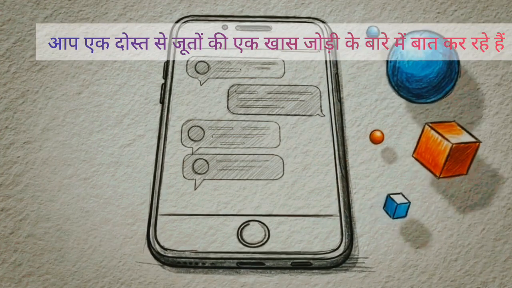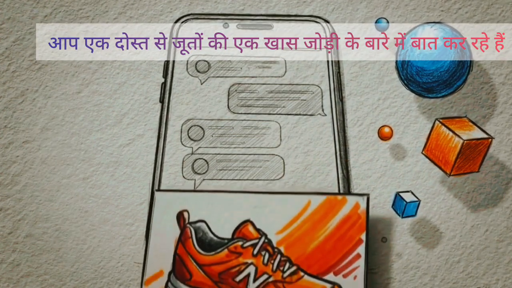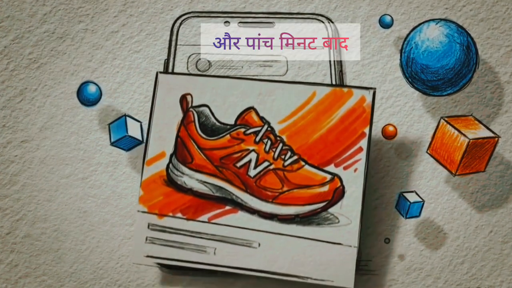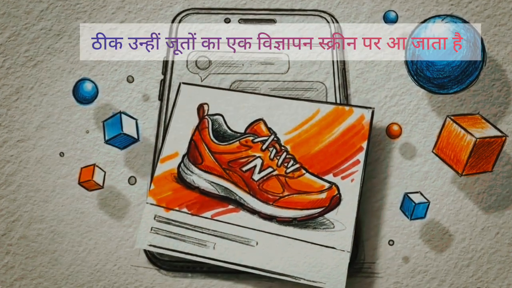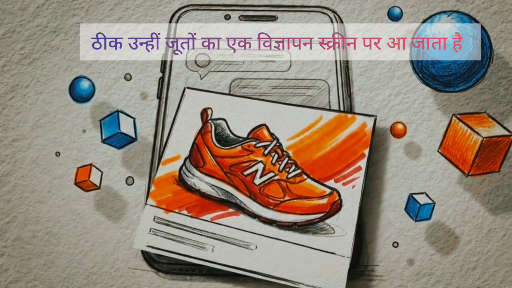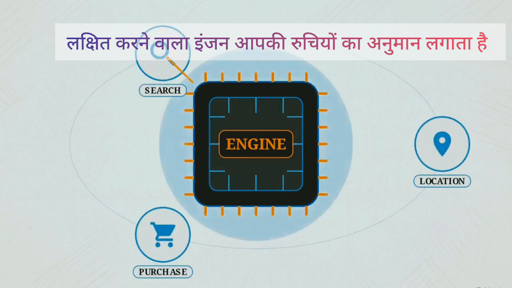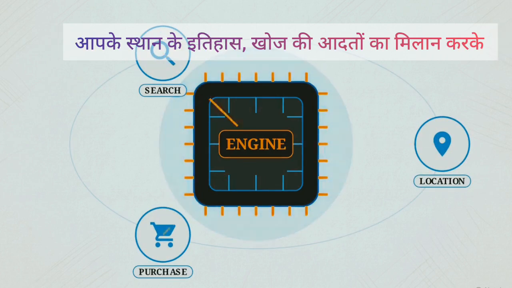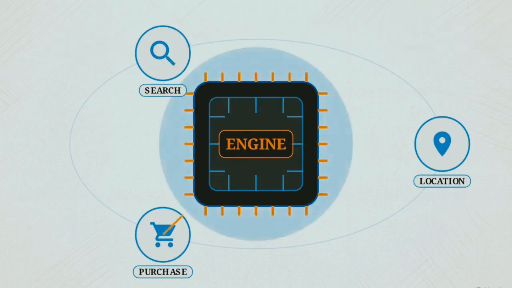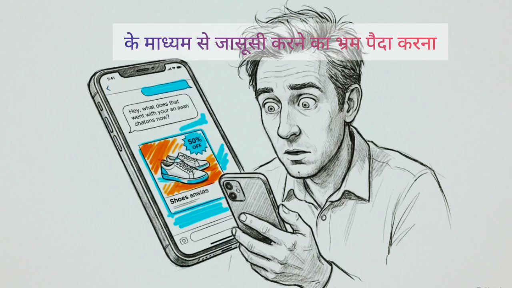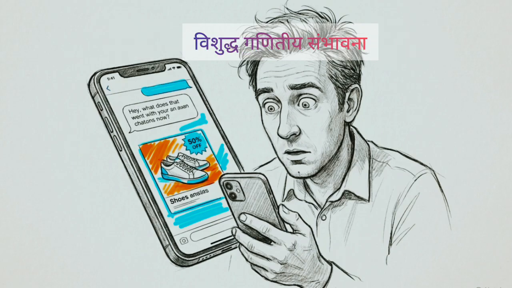You're talking with a friend about a specific pair of shoes, and 5 minutes later, an ad for those exact shoes pops up on screen. The targeting engine predicts your interests by cross-referencing your location history, search habits, and purchase data, creating the illusion of eavesdropping through sheer mathematical probability.